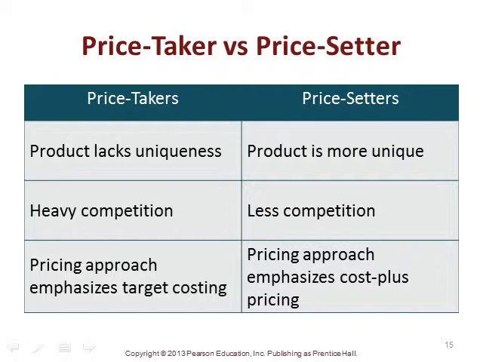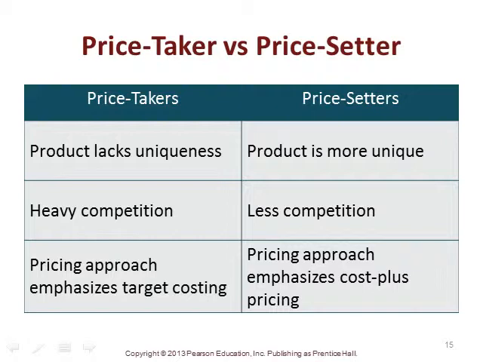So this just provides us with some of the differences between price takers and price setters, right? So a price taker has very little or no control over the price versus a price setter who, through one methodology or another, is able to set the price. So with price takers, their product lacks uniqueness versus having a more unique product for price setters. For price takers, there's heavy competition, and so we have to be very careful with respect to how we set our price, lest we lose market share to competitors. We have less competition where we're price setters, and so we have, again, more control over the price.